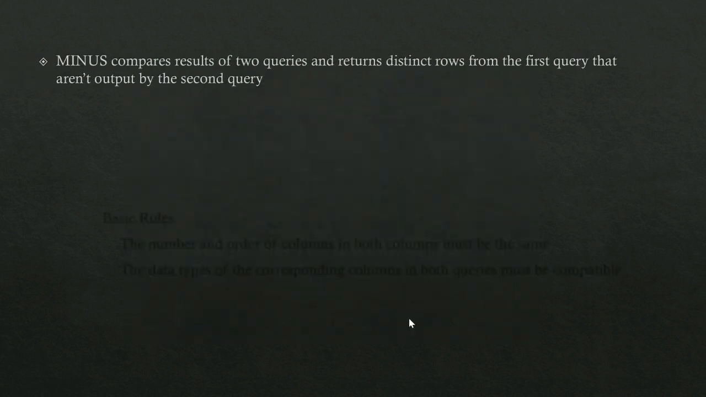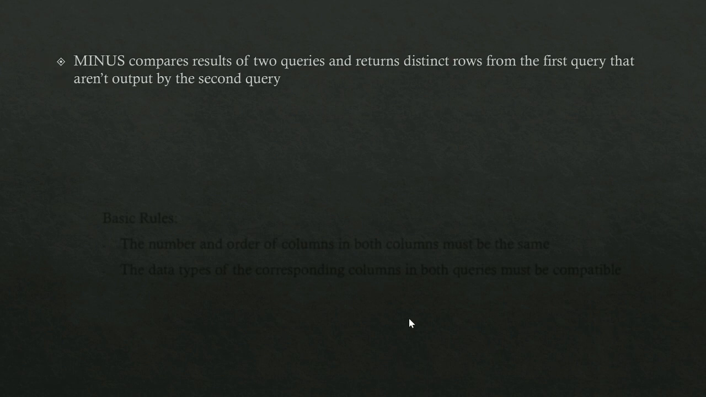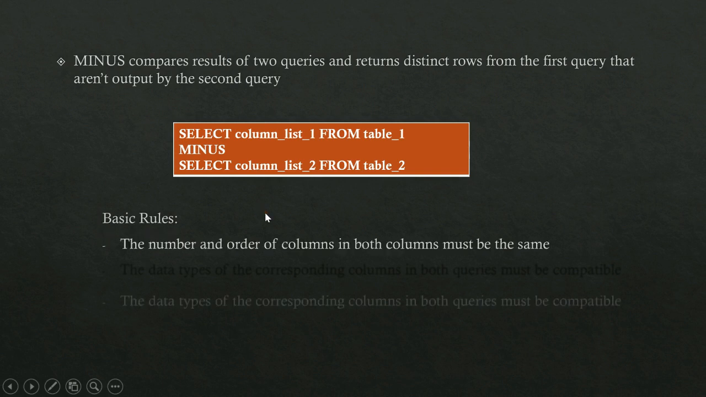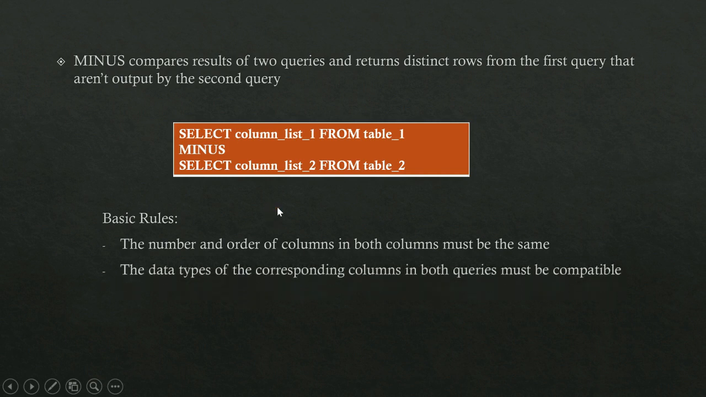So now, minus compares the results of two queries and returns distinct rows from the first query that aren't output by the second query. And this is the syntax of the minus operator: select column list 1 from table 1 minus select column list 2 from table 2. The basic rules are the number and order of columns in both queries must be the same, and the data types of the corresponding columns in both queries must be compatible.